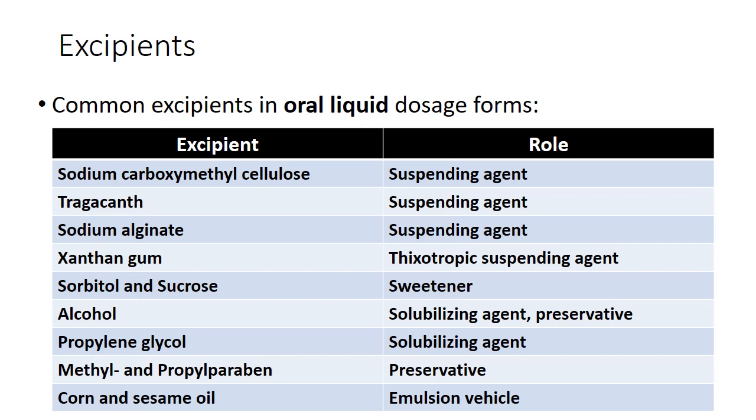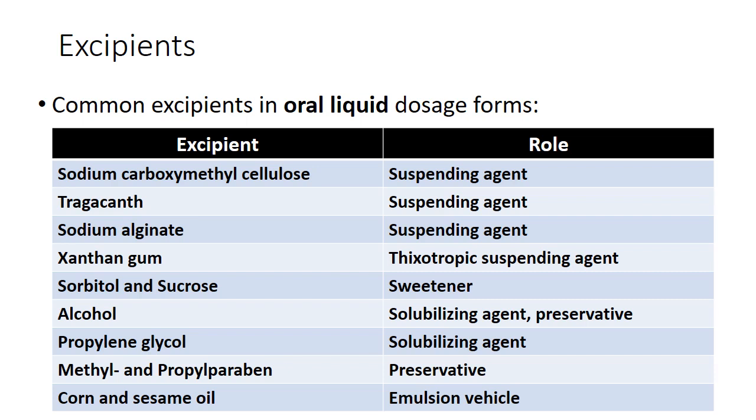Sorbitol and sucrose are sweeteners to make something more palatable, so you're not tasting the bitterness of the drug active ingredient in many cases. Most APIs are very, very bitter. Alcohol is a solubilizing agent and a preservative. You usually find alcohols in some cough syrups and things like that.